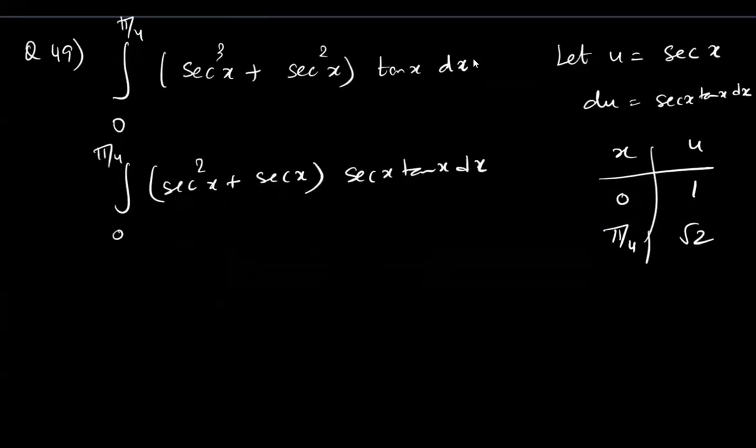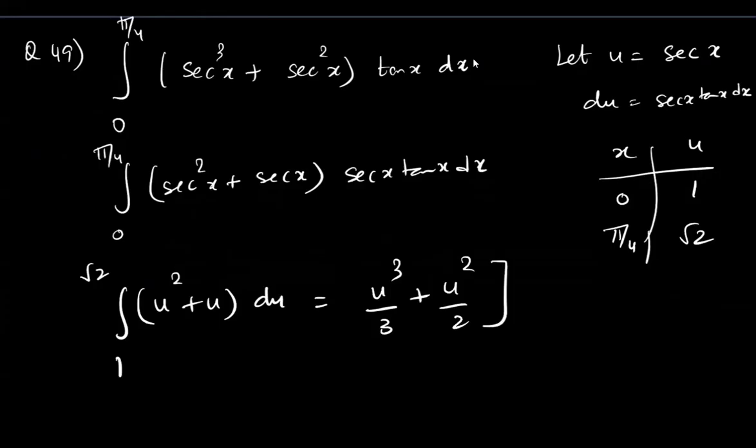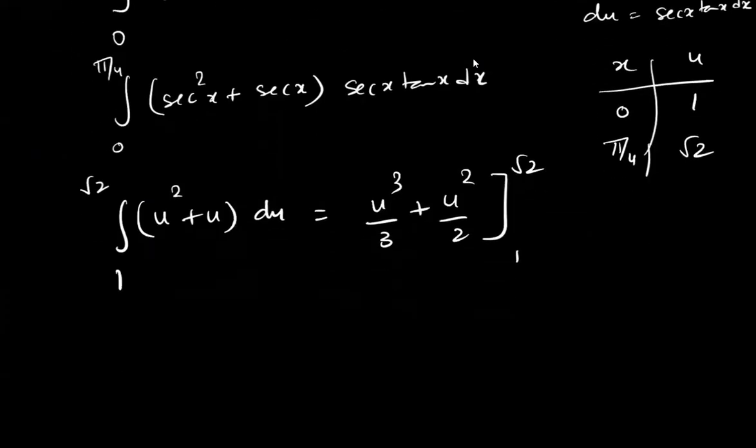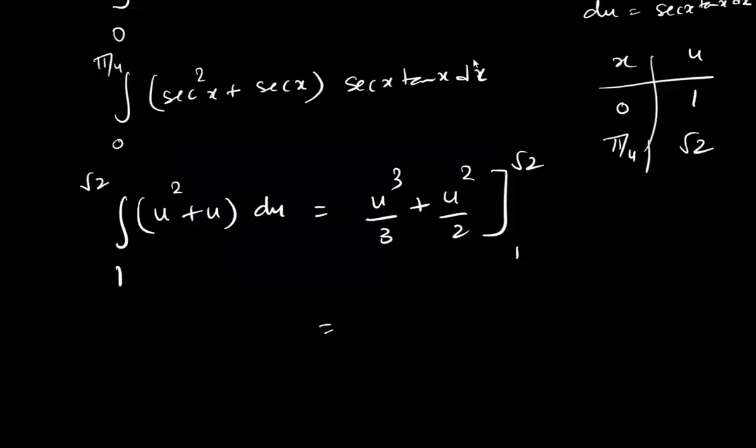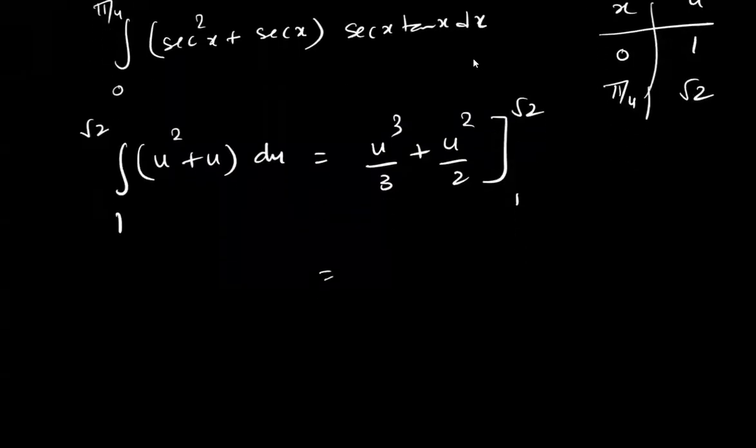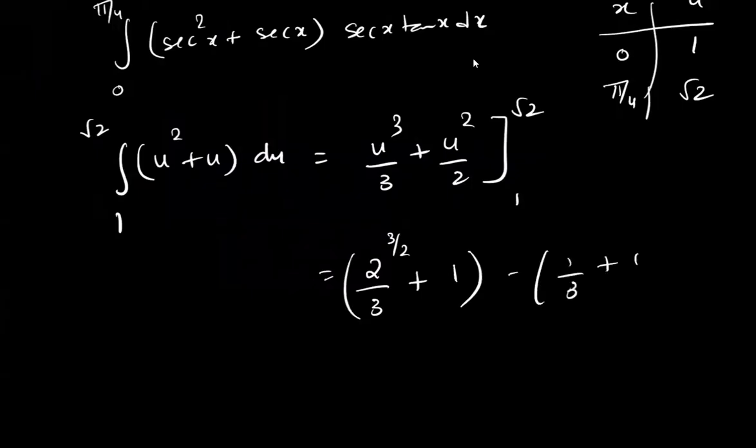Okay, so my limits change to 1 to root 2, and this becomes u squared plus u du. So that is u cubed over 3 plus u squared over 2 between the limits 1 and root 2. And that will give me 2 to the power of 3 halves over 3 plus root 2 squared, which is 2, 2 over 2 is 1, minus 1/3 plus 1 half.